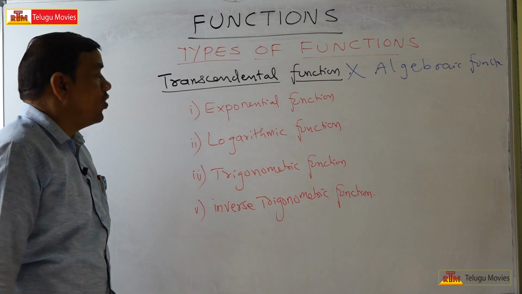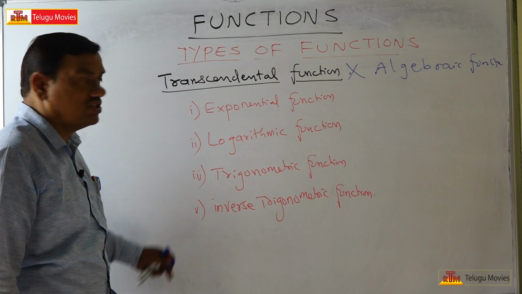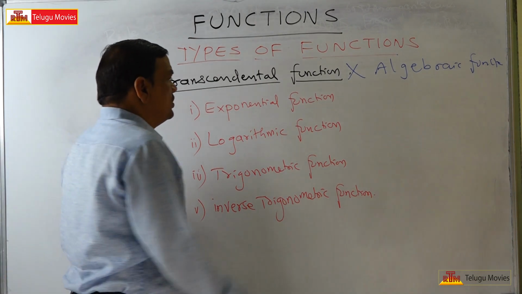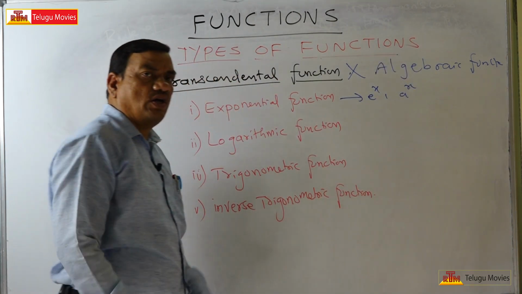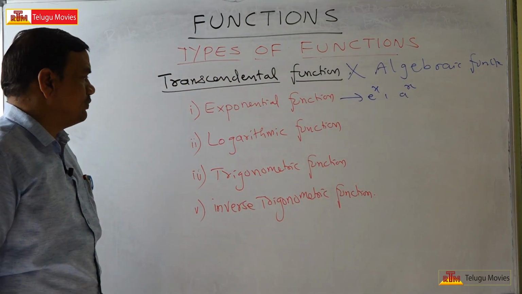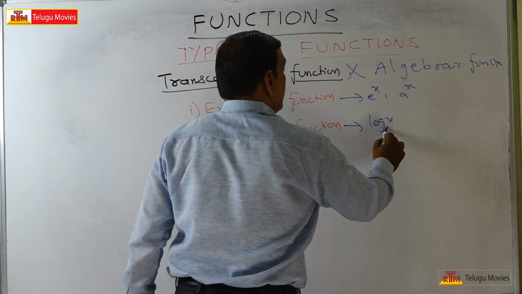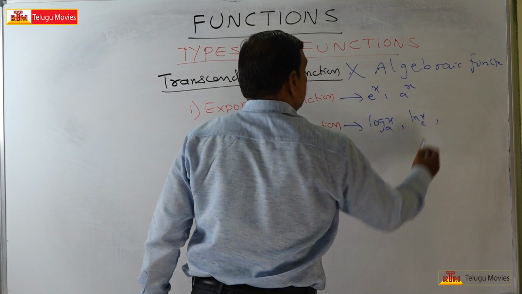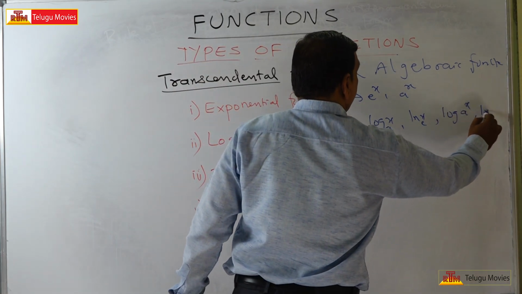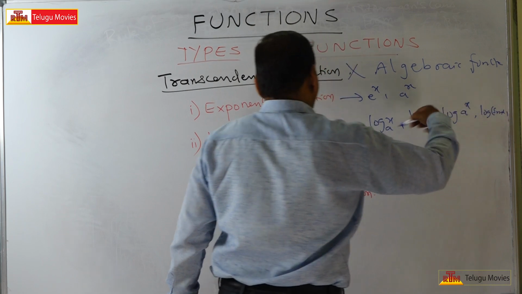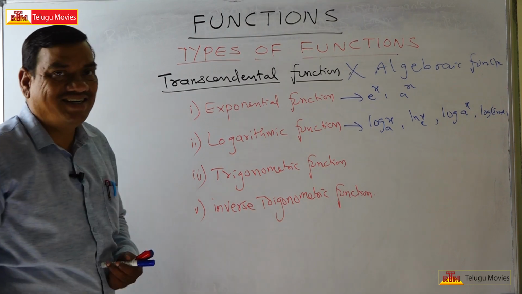So we have 4 types of transcendental functions: exponential function, logarithmic function, trigonometric functions, inverse trigonometric functions. You know that exponential function is e power x, a power x, whatever may be that, all will come under exponential functions. Logarithmic functions: log x to the base a, ln x to the base e, all types of log, like log x to the power of a power x, or log of sin x. All these are called logarithmic functions, and they come under transcendental functions.